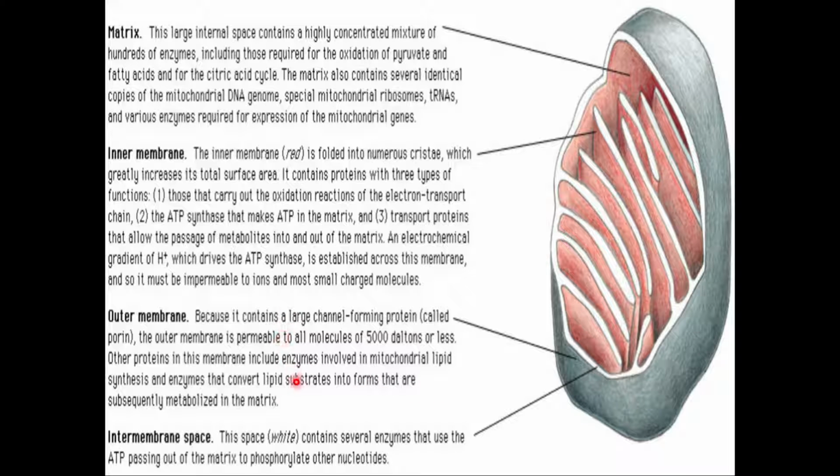ये main functions यहाँ पर outer membrane perform करती हैं। Then intermembrane space, दोनों membrane के बीच की space, ये white color की जो outline है, it is the intermembrane space. वो क्या function perform करती है? This space that is in white color contains several enzymes that use the ATP passing out of the matrix to phosphorylate other nucleotides. ये एटीपी मॉलिक्यूल्स जो इसके अंदर सिंथेसाइज हो रहे हैं उस मॉलिक्यूल्स को माइटोकॉन्ड्रियल मेम्ब्रेन के थ्रू बाहर रिलीज करने का काम ये इंटर मेम्ब्रेन स्पेस करती है। So these are all about the functions of matrix of mitochondria, inner membrane functions, outer membrane functions and intermembrane space functions.